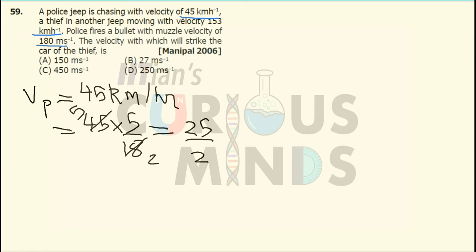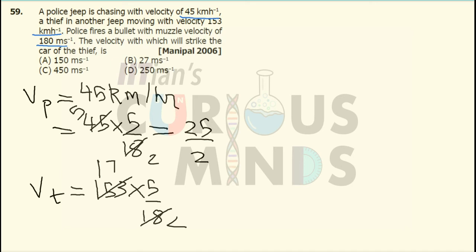The jeep over here is chasing a thief, so I will take the velocity of the thief's jeep as Vt. This is equal to 153 into 5 by 18. So 9 2s are, 9 17s are, and 17 into 5 will be equal to 85, so it will be 85 by 2. Let it be as it is. Both are in meter per second.